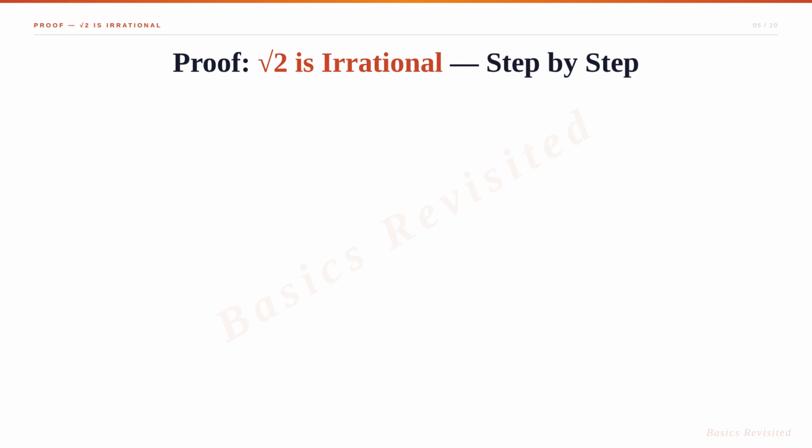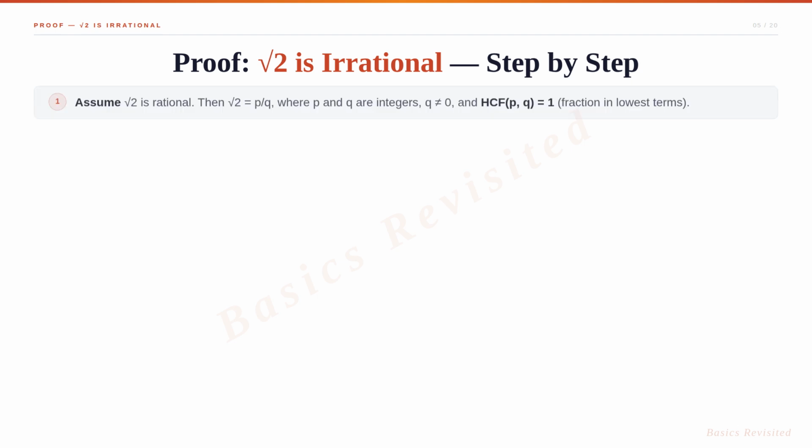Let us now prove that root 2 is irrational, step by step using proof by contradiction. Step 1. Assume root 2 is rational, then root 2 equals p over q, where p and q are integers, q is not 0, and the fraction is in its lowest terms, meaning HCF of p and q equals 1.